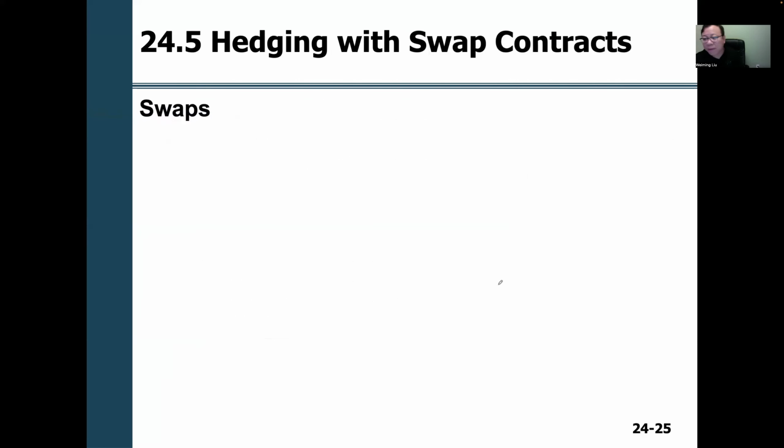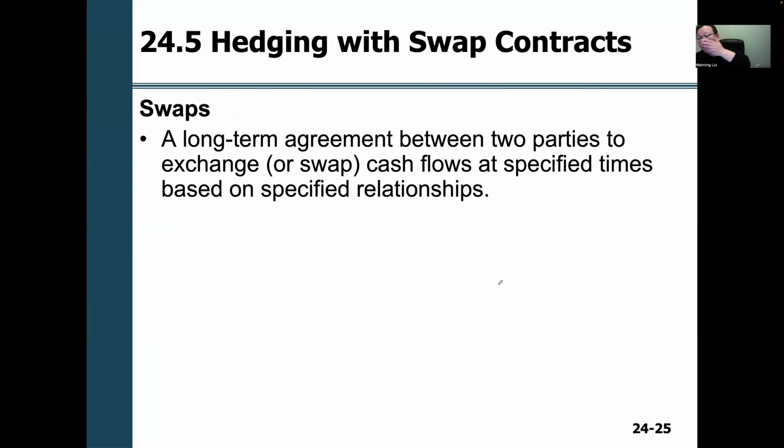Now let's talk about hedging with swap contracts. What are swaps? A long-term agreement between two parties to exchange, or swap, cash flows at specific times based on a specified relationship. So on that day, you are going to exchange cash flows depending on some unknowns. For example, on that day, I will give you 5% interest, and you give me prime plus 1%. If the interest rate is floating, often it's the prime rate plus a certain percentage. If you are more comfortable with a floating rate, you just want to pay floating but receive a fixed rate.